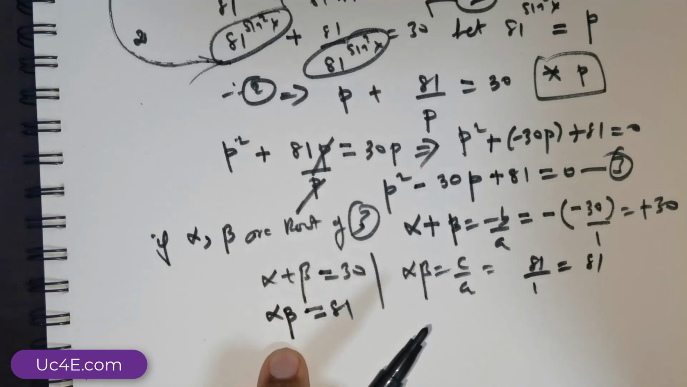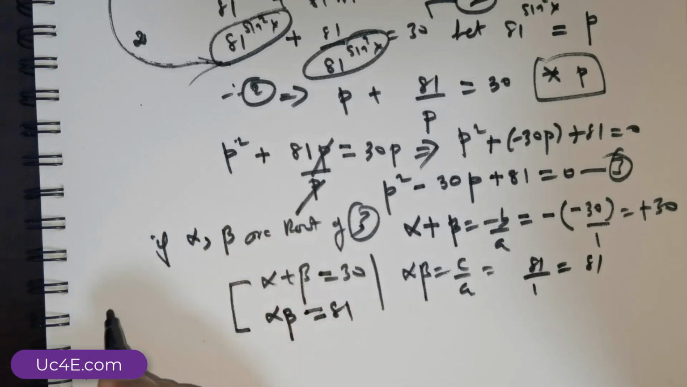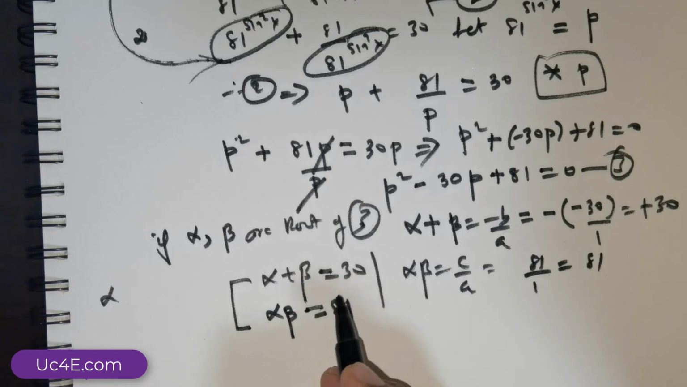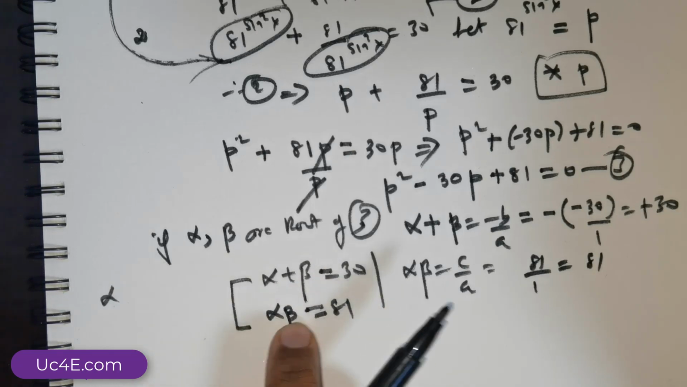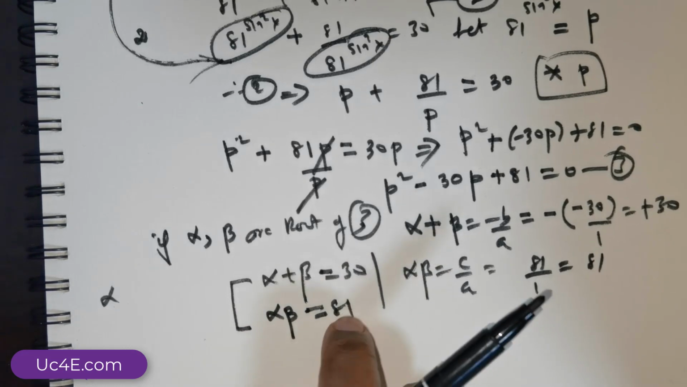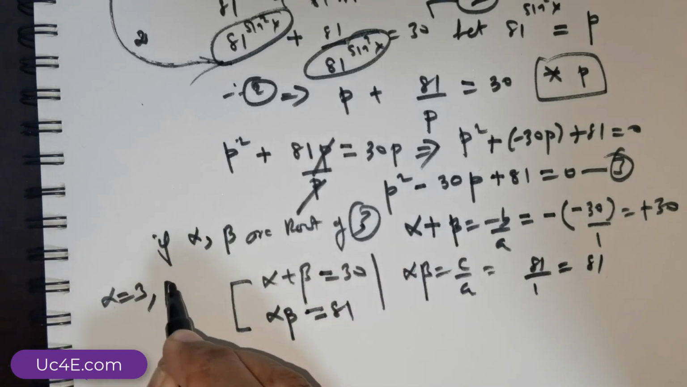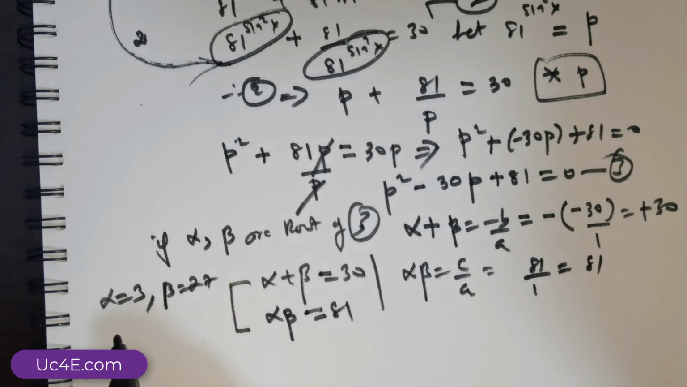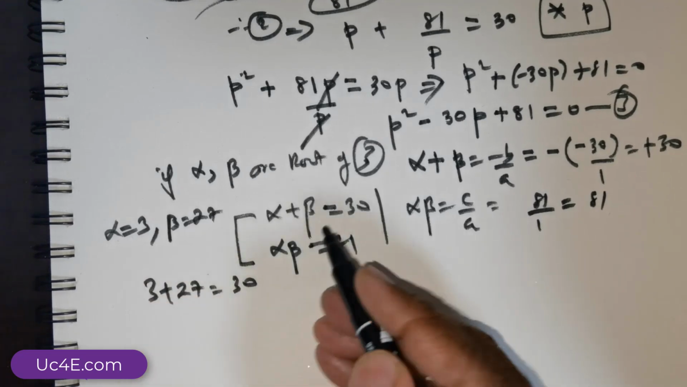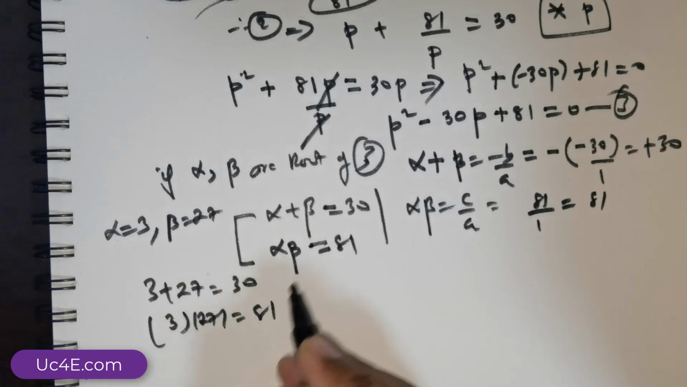Right now alpha plus beta is equal to 30. Can you take a guess what would be the value of alpha and what would be the value of beta, so that we can get 30? The same alpha and beta, when I multiply, I should be in a position to get this quantity 81. Let me take alpha equal to 3 and beta equal to 27. What happens when you add 3 plus 27? You get 30, right? What happens when you multiply 3 into 27? You get 81, don't you?